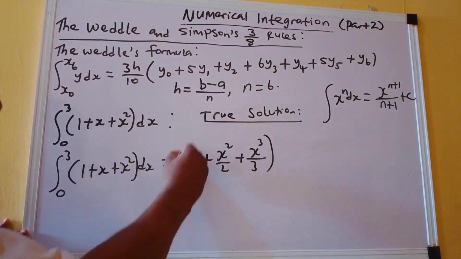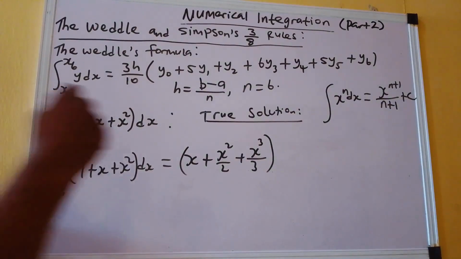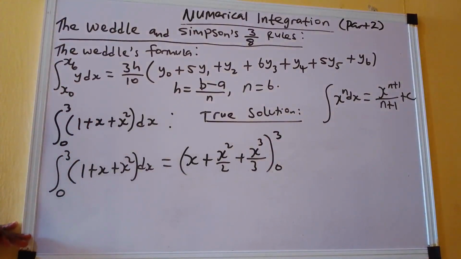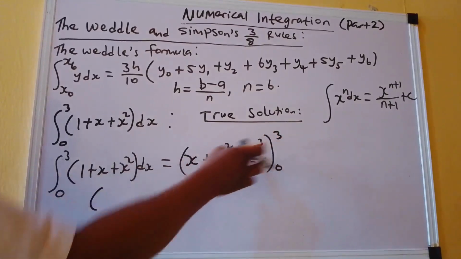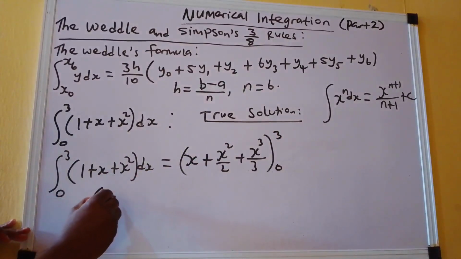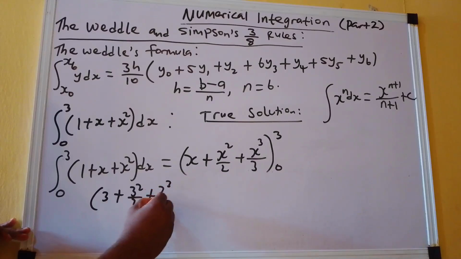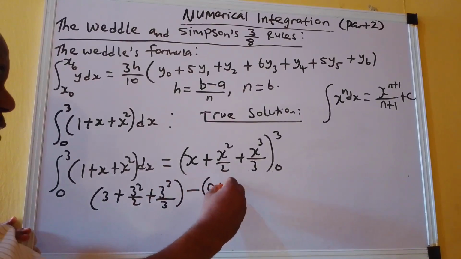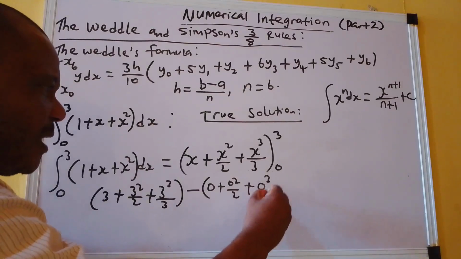Then, of course, like I said, for definite integrals, the integration constant will cancel out. So we have our upper bound to be 3 and our lower bound to be 0. Now, putting these values in, x with the upper bound will take the value of x first. This will be 3 plus 3 squared over 2 plus 3 raised to power 3 all over 3, then minus 0 plus 0 squared over 2 plus 0 raised to power 3 all over 3.